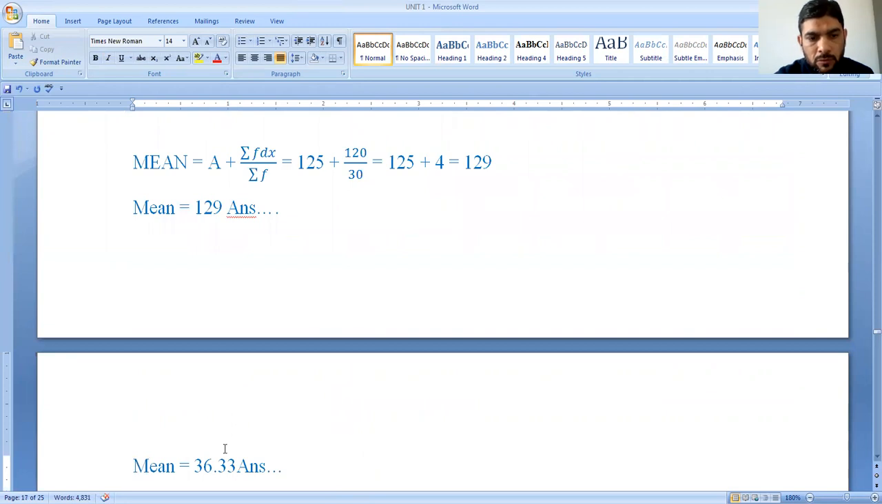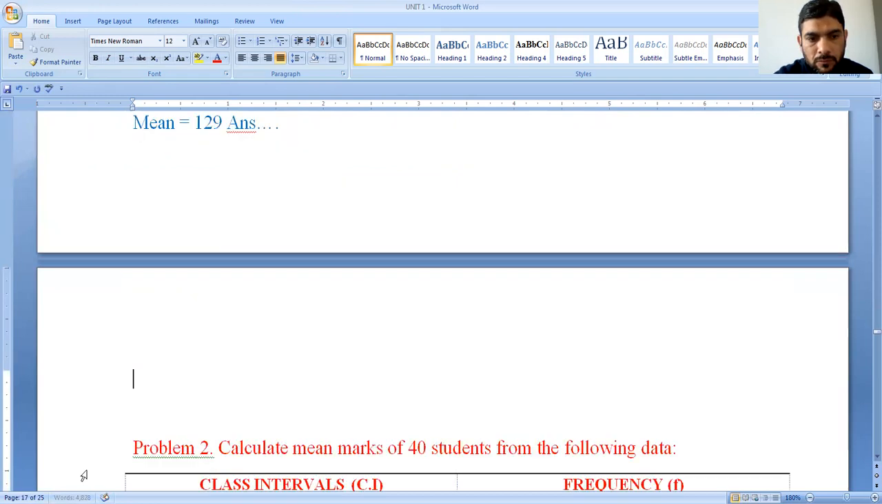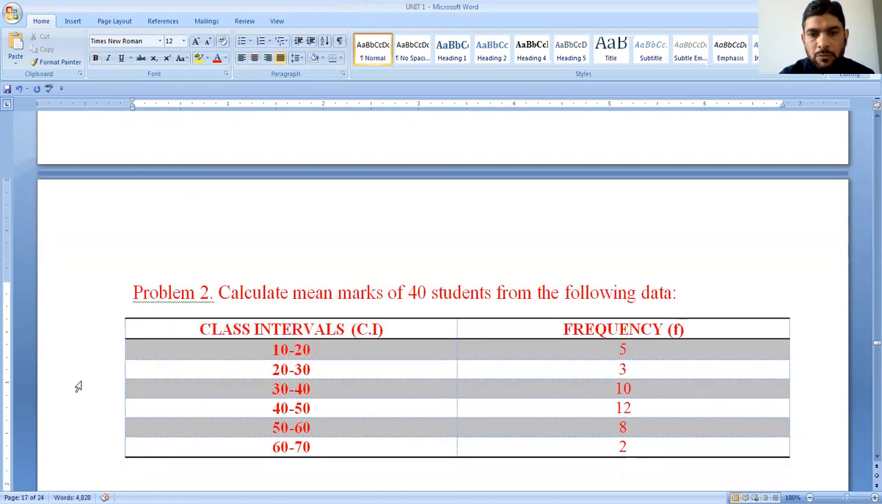Students, we have one more question related to this same method. This is problem number 2. We have to calculate the mean marks of 40 students from the following data. Class intervals we have 10 to 20, 20 to 30, 30 to 40, 40 to 50, and so on till 70. The respective frequencies are 5, 3, 10, 12, 8 and 2.